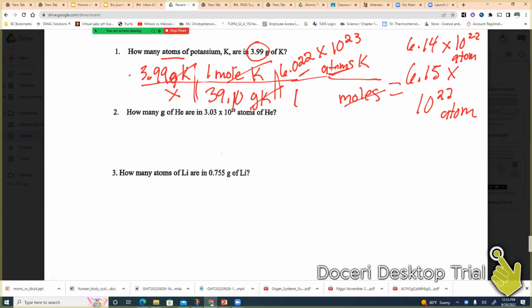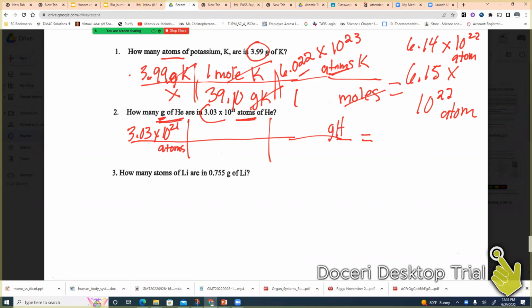All right, let's look at another one. My next one, same thing. How many grams of helium? So grams tell me I'm going to use a molar mass, and then atoms of helium, that tells me I'm going to use Avogadro's number. So I'm going to have 2 conversions. Same thing, I'm going to start with what I'm given, 3.03 times 10 to the 21. And that is atoms. And I want to get over here grams of helium.